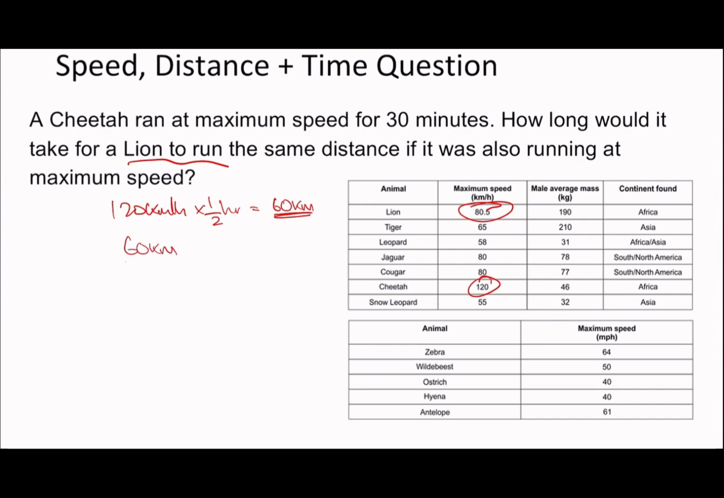So 60 kilometers divided by 80.5 kilometers per hour, because remember, time equals distance over speed. So 60 divided by 80.5 is going to be 0.745 hours, which is going to be equal to, so we times this by 60, 44.7 minutes, okay? Not too bad.